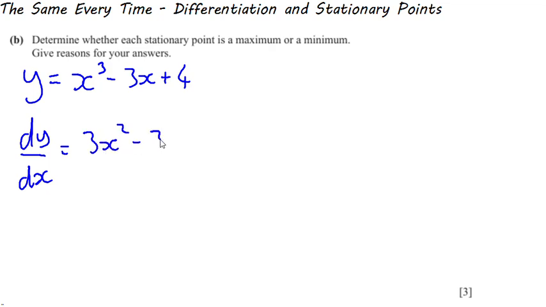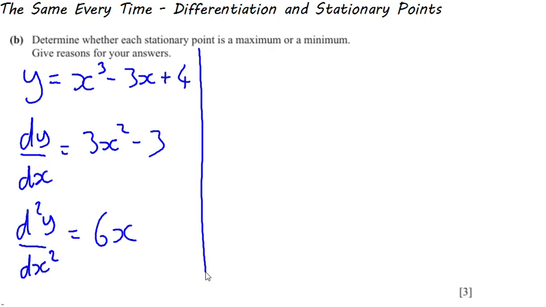3x squared minus 3 was the first differential. And the second differential, d2y by dx squared: differentiating again, 2 times 3 would be 6, x to the power 1. Then the minus 3 on its own will differentiate to 0. So 6x. And all we have to do here is work out what's going on at our two stationary points.